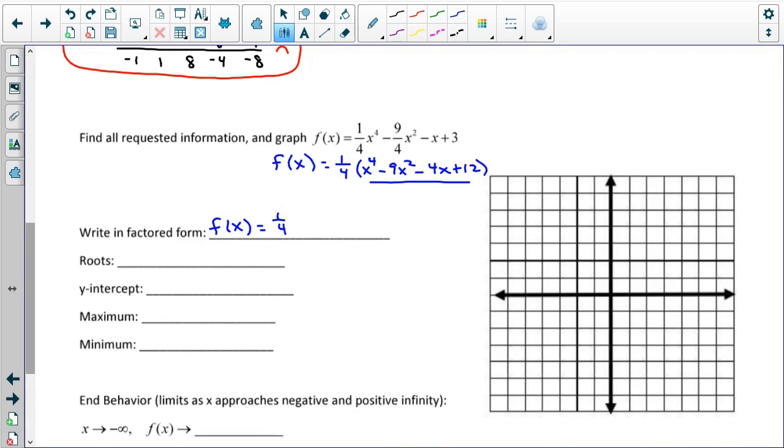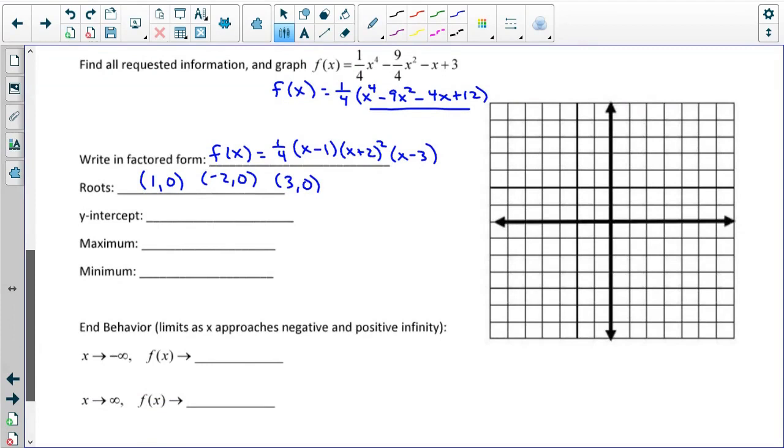So the leading term that I factor out is now 1/4, but it's not -1. But I should end up with x minus 1, x plus 2 squared, and x minus 3. So my roots should still be at (1, 0). (-2, 0) should still be a double root. And (3, 0) should still be a root. I should have a y-intercept at (0, 3). So that's not going to be at (0, -12) anymore. So (0, 3), I'll make this scale go up by ones. I have a double root at -2, a root at 1, and a root at 3. And then I should have a minimum in this case.